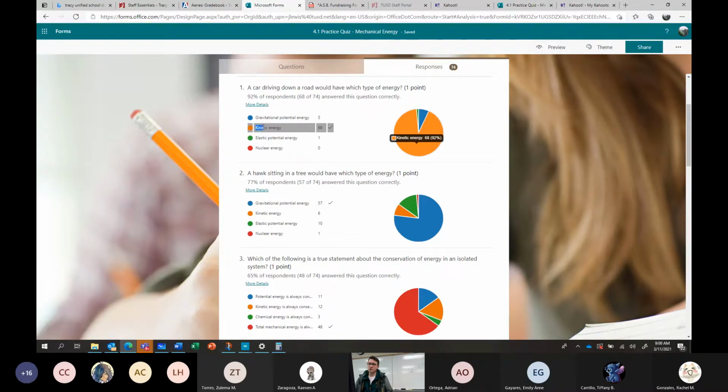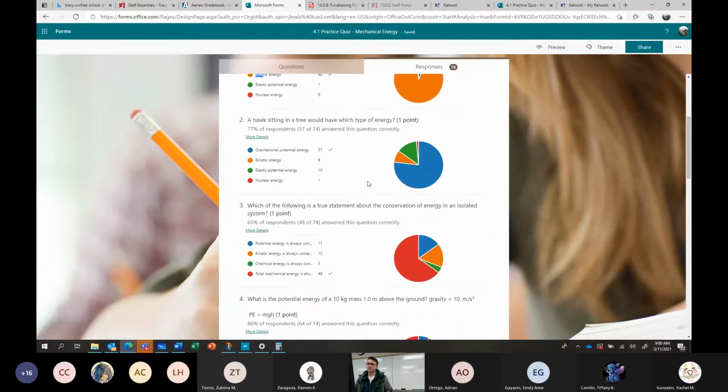The word kina is an old Greek word. I don't know if they use it in the Greek language anymore. I don't know anything about Greek. But kina is Greek for movement. And so the word kinetic energy really translates to energy of movement. So a car driving down the road, it's moving, that's kinetic energy.